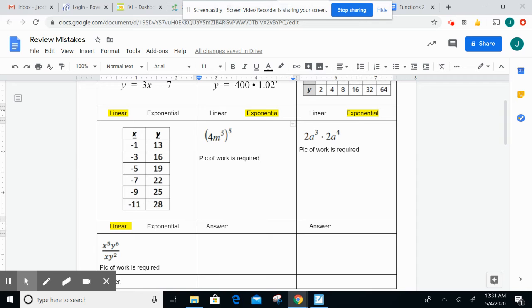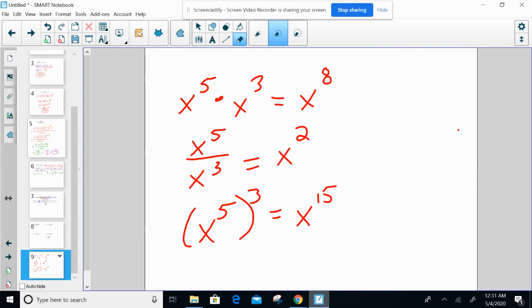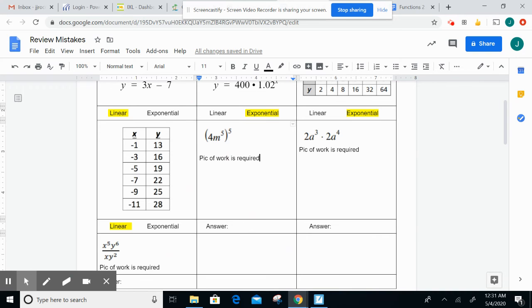Okay, now identify the rule. That one has parentheses. So we're going to be multiplying the exponents. Now there is a little bit more to it, and that is this. That 5 is going to go to everything in the parentheses. So the 4, don't forget the number also gets the 5.